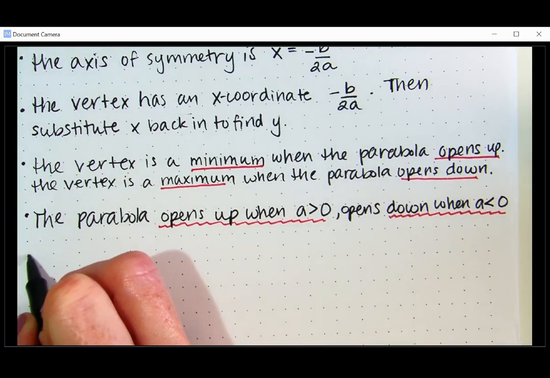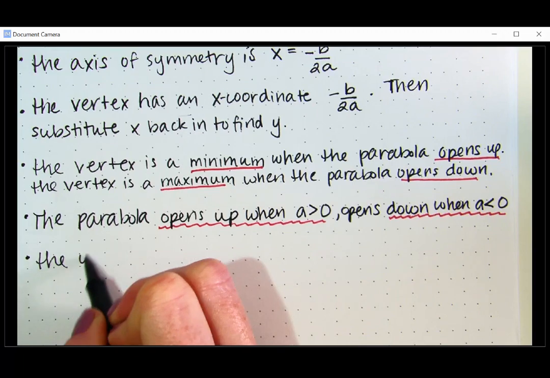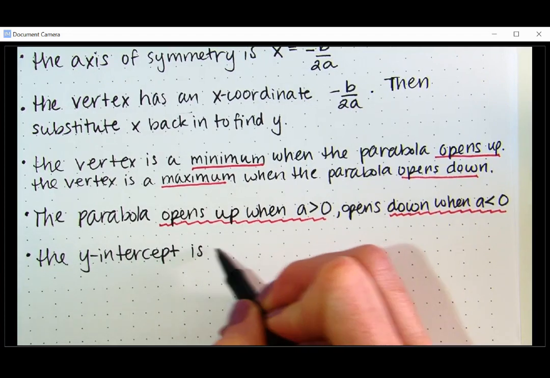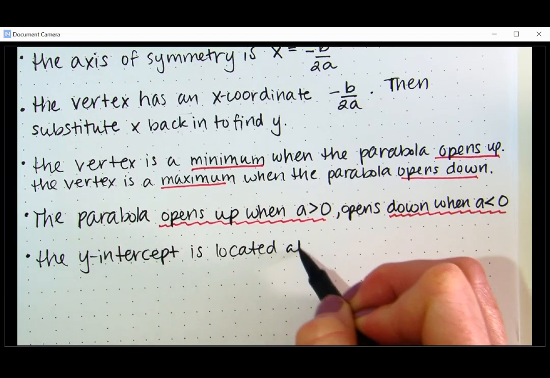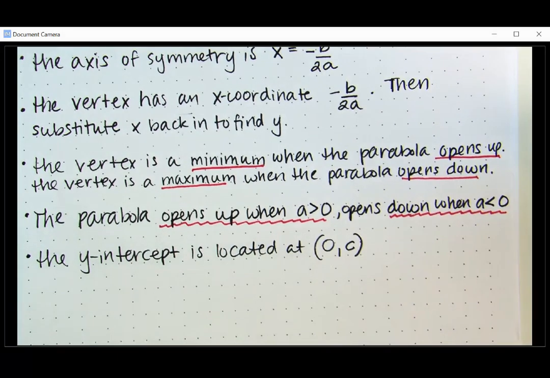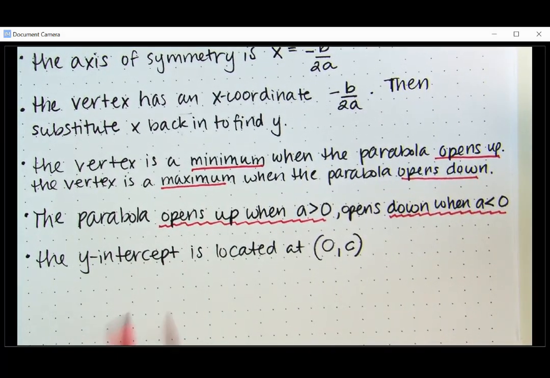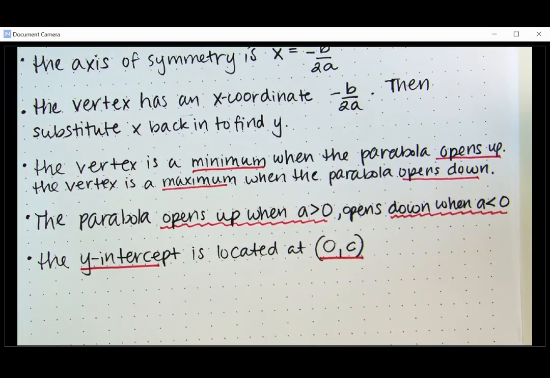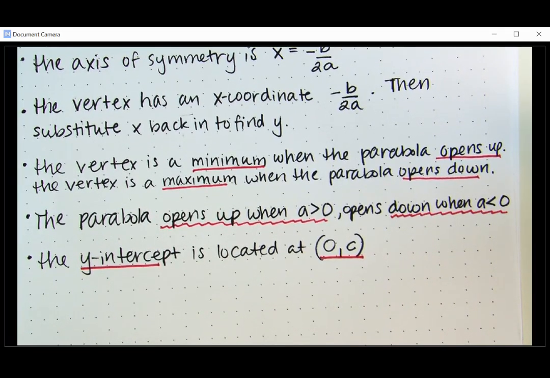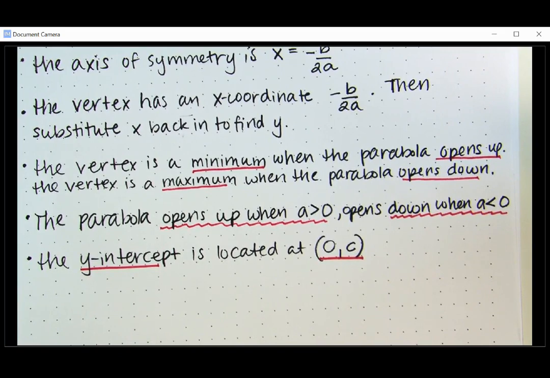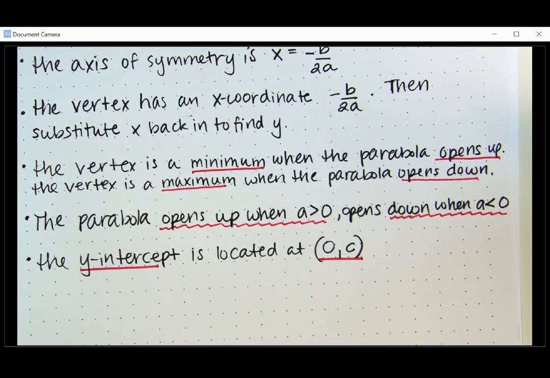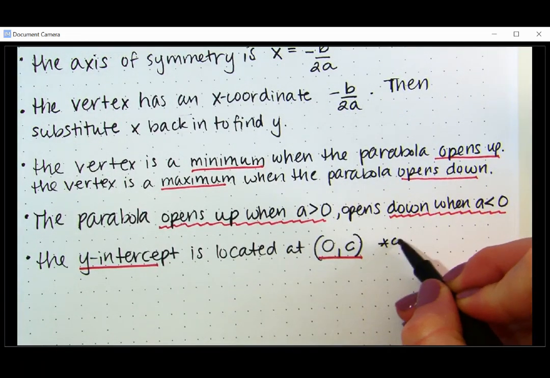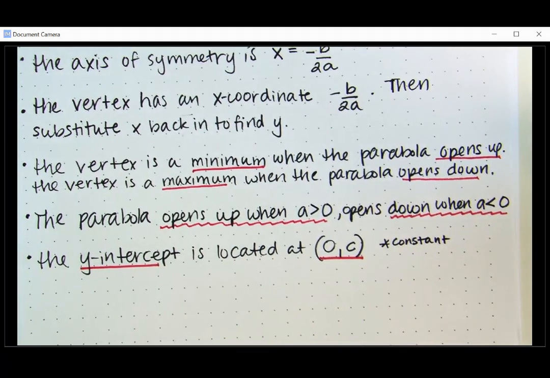The next piece of information, the y-intercept, is located at (0, c). So the c from the standard form of the equation is going to give us our y-intercept, which also makes sense because when we graphed linear equations, the constant was our y-intercept. And in this case, the constant is still the y-intercept. So you can even make a little note that it's the constant.